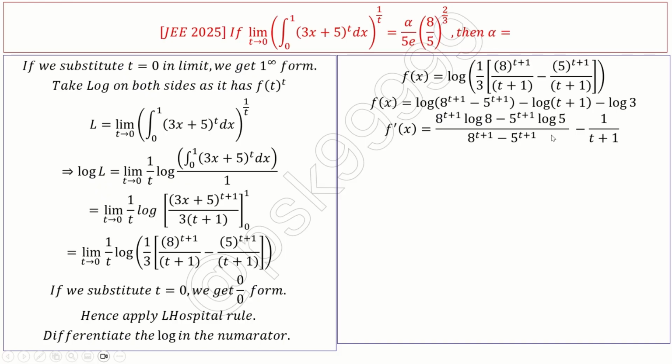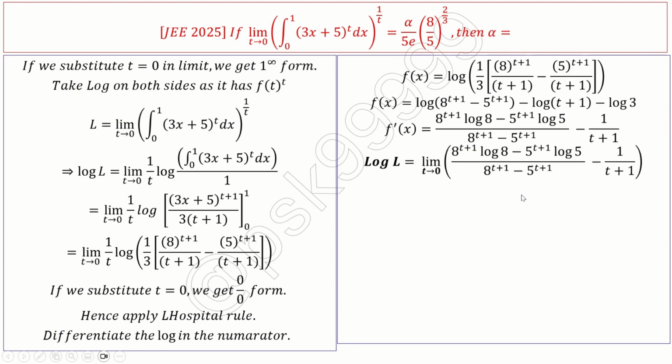So this whole thing goes to the denominator first: 8 to the power of t plus 1 minus 5 to the power of t plus 1. Okay, then you differentiate this one. Differentiation of 8 to the power of t plus 1 is 8 to the power of t plus 1 into log 8, minus differentiation of 5 to the power of t plus 1, which is 5 to the power of t plus 1 into log of 5, minus differentiation of 1 by t plus 1. This is 0. Differentiation of this one is 0. So I'm here. Okay, just simplify.